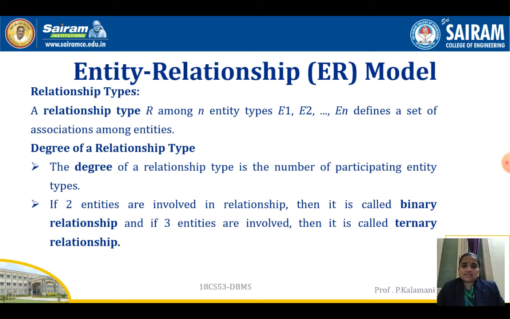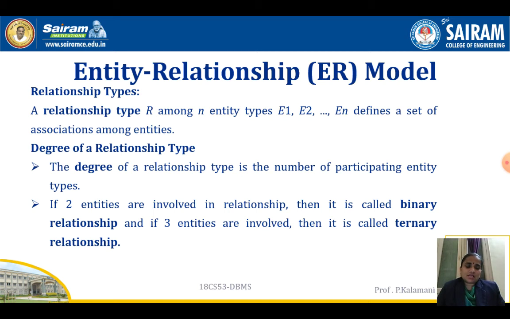So the next is degree of a relationship type. The degree of a relationship type is the number of participating entity types. Suppose two entity types are participating, then the degree is 2. For example, faculty teaches student. So teaches is a relationship type with degree 2. When 3 entities are involved in the relationship, it is called a ternary relationship.